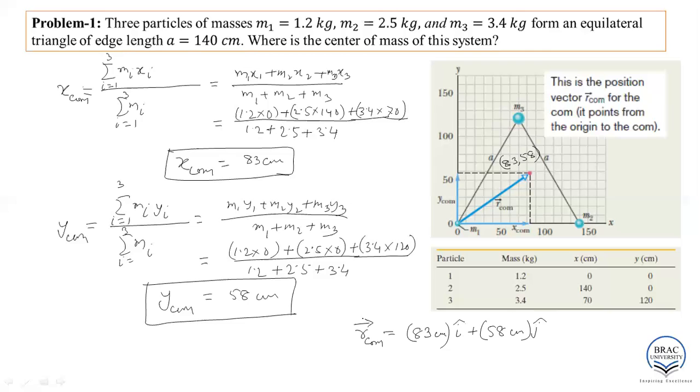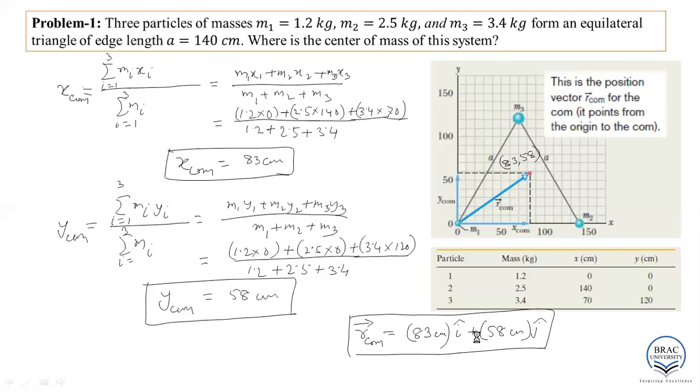with its unit vectors. So in these two ways we can express or describe the center of mass of a system of a number of particles. And for these three particles, we can express the center of mass by the coordinates and also by the position vectors for the center of mass.